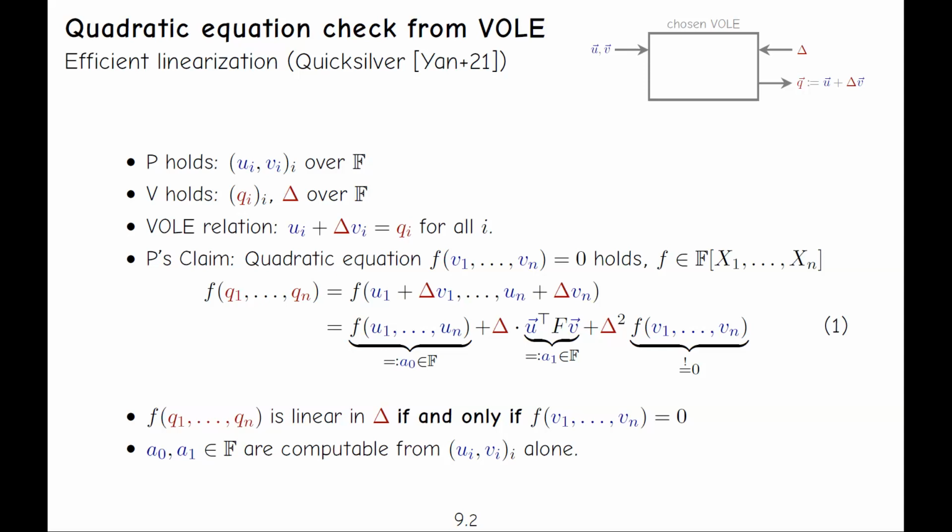So if the prover is honest, if the statement is true, then this expression is a linear expression in delta. So the idea to linearize our quadratic equation is to have the prover just send these a_0 and a_1, which only depend on u and v, so the prover can compute them and can send them to the verifier. And then the verifier will do the check with delta, which the verifier knows. The prover does not know delta, so this gives us the security.